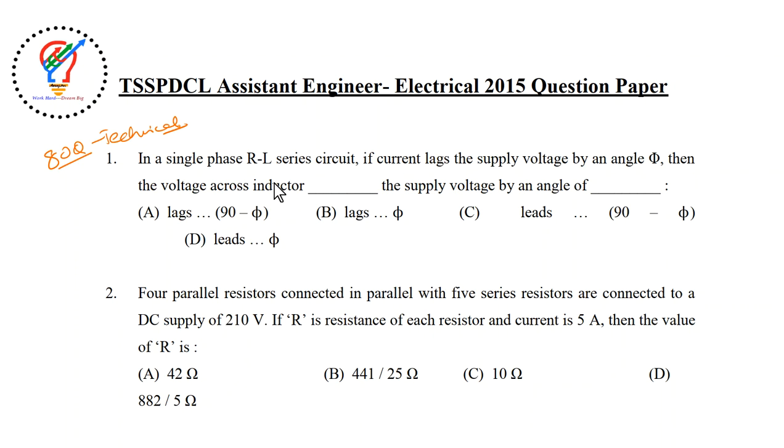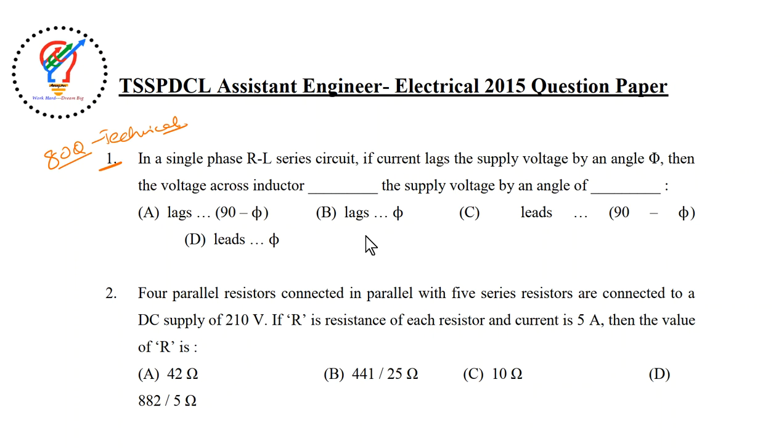So without wasting your time, we'll start the video here. The first question is, in a single phase RL series circuit, if the current lags the supply voltage by an angle phi, then the voltage across the inductor dash the supply voltage by an angle of dash here.